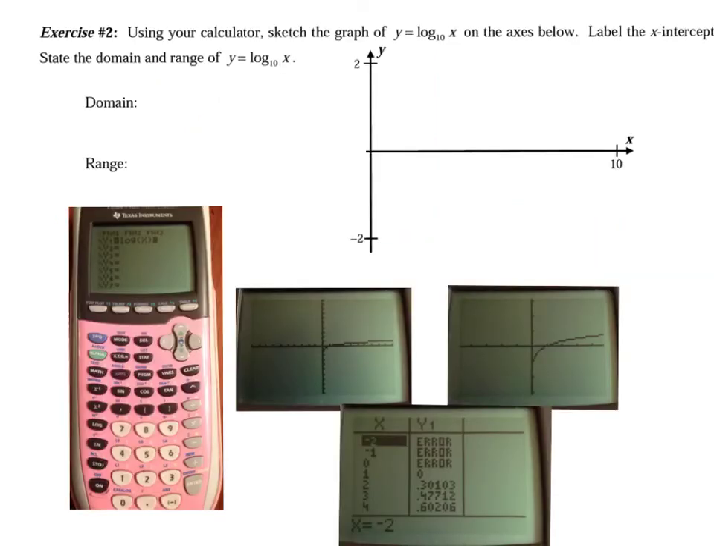All right, our second example, we get to use the calculator, and they want us to graph y equals log base 10 of x. Now, that's a very special log. You remember from our last video, we call that the common log, because base 10 is the most common one that we ever use, so we have a special name for it. A lot of times we don't even write the base 10, we just leave it blank, and we automatically assume that it's a 10. We also want to make sure we label the x-intercept, and we're going to state the domain and range.